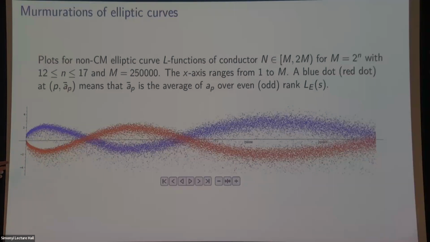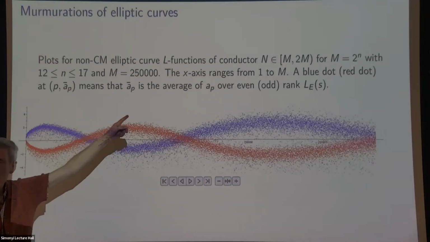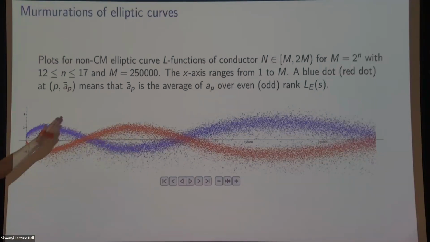There's one obvious source of noise here. If I tell you the conductor is the key invariant, well, I'm averaging over curves in a pretty big interval from M to 2M. The curves at the left-hand side of the interval have very different conductors than the curves on the right. So we shouldn't expect things to line up perfectly when we're making our interval that big. On the other hand, if we made the interval too narrow, then we don't have enough data points, and we should expect noise from just not a large enough sample. So there's a tension there.